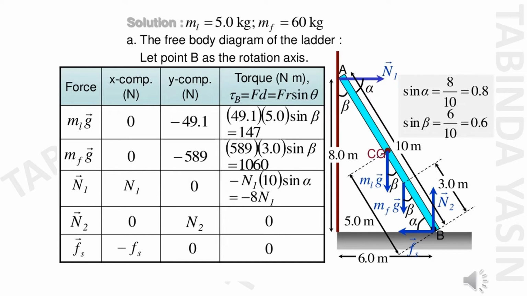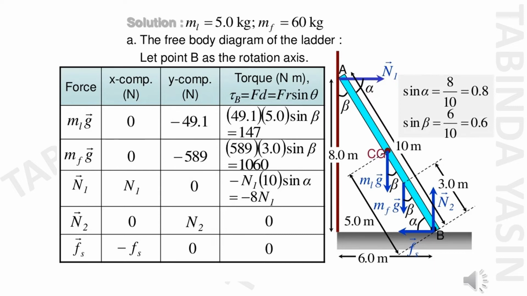We have mass m1 is equal to 5 kg, mf is equal to 60 kg. The free body diagram of the ladder is drawn here. From here we can see that sin alpha is equal to 8 by 10, which is 0.8, and sin beta is equal to 6 by 10, that is 0.6. From the figure we have alpha and beta and the normal force exerted by the wall on the ladder.